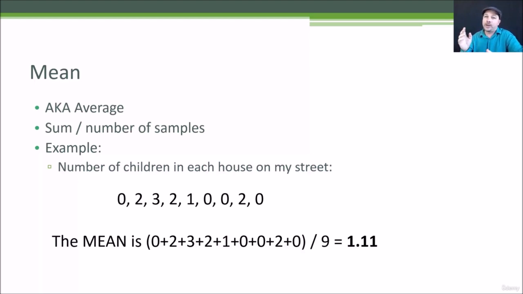So let's say I go around and I find out that the first house has no kids in it, and the second house has 2 children, and the third household has 3 children, and 2 and 1, and so on and so forth. So I amass this little data set of discrete numerical data. And to figure out the mean, all I do is add them all together and divide by the number of houses that I went to. So in that case, it comes out to 0 plus 2 plus 3 plus all the rest of these things divided by the number of houses that I looked at, which is 9. And the mean number of children per house in my sample is 1.11. So there you have it, mean.